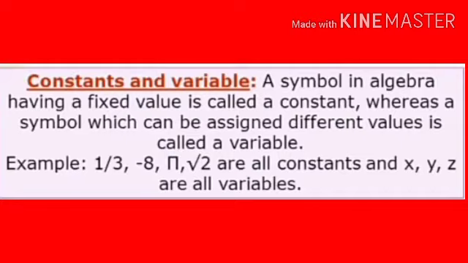In other words, we can say that a symbol in algebra having a fixed value is called a constant, whereas a symbol which can be assigned different values is called a variable. Example: 1 by 3, minus 8, 5, pi which is equal to 3.14, root 2 which is equal to 1.414 are all constants, and x, y, z are all variables. Commonly variables are represented by small letters.